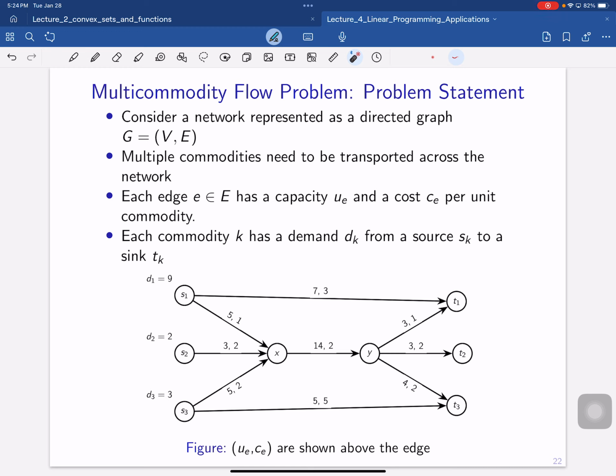And the cost per unit of the commodity associated with each edge is denoted by C sub E, right? For example, if you ship some product from A to B, then the cost would be dependent on the distance between A and B, right? Or the ways of transportation you use. And each commodity K has a demand d_k from source S_k to a sink T_k. Okay.